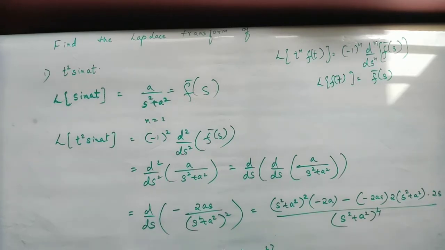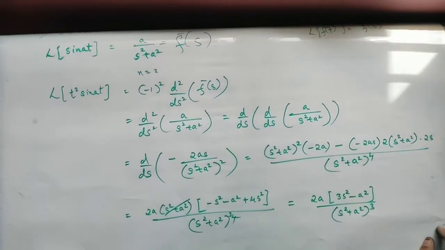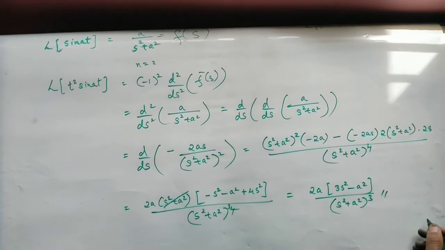Now one of the brackets from the numerator and one bracket from the denominator will get cancelled. It means you are left with 3 brackets in the denominator. So you will have 2a into 4s square minus s square, that is 3s square, minus a square over s square plus a square whole cube. So this is the simplified form of this solution. Okay, so this is how you solve it.